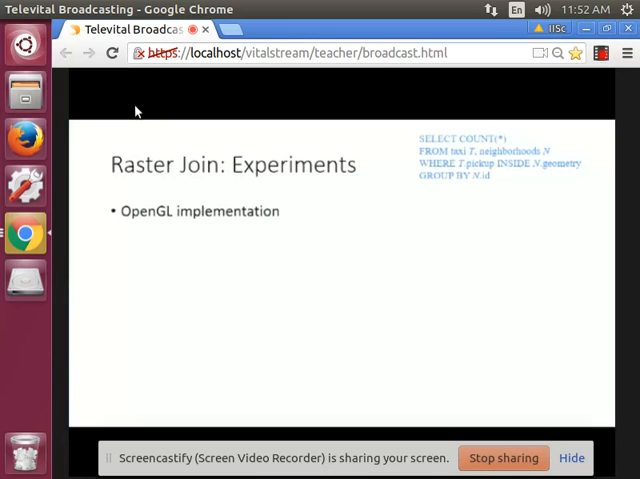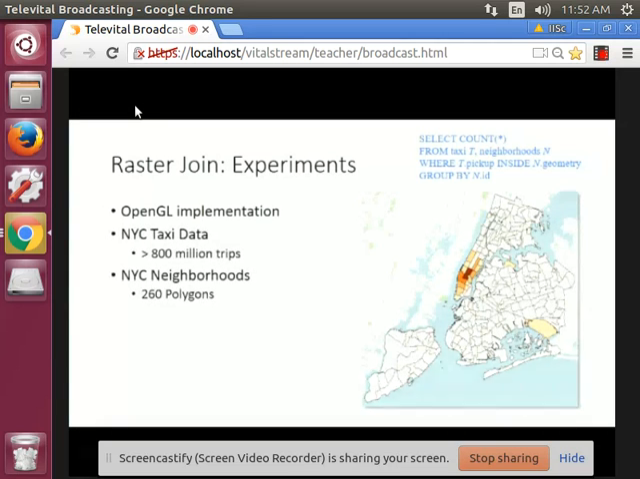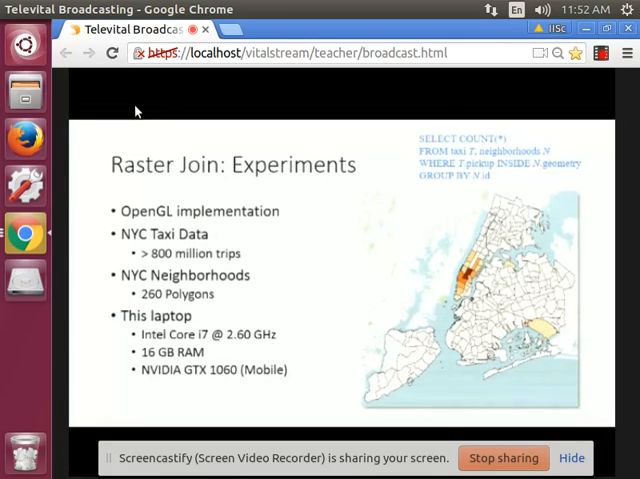So all this was implemented on OpenGL, and at least for testing this, we use 5 years of taxi data, which has over 800 million points, and the NYC neighborhoods, which has around 260 polygons. You can actually see all the neighborhoods have some crazy shapes over here. And all the experiments were run on the laptop that I'm using to present right now, which has an Intel Core i7 at 2.6 gigahertz, 16 GB RAM, and NVIDIA GTX 1060 mobile graphics card.